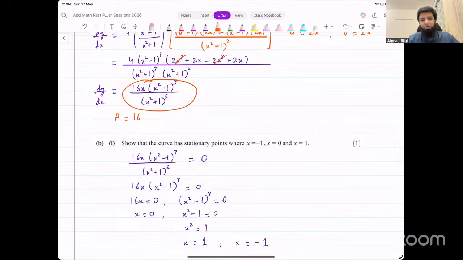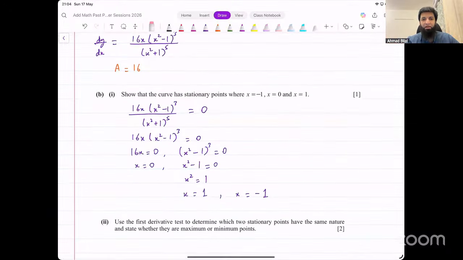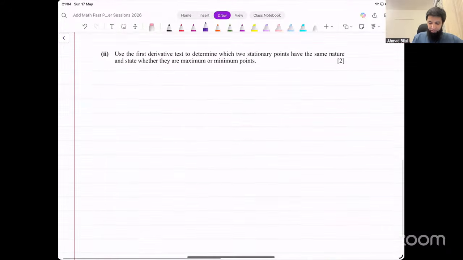You'll have to use quotient rule again. In the numerator, you have a product as well. So you'll have to apply a product rule for the numerator separately as well. That is going to make things very complicated in any case. That is the reason they have told us to use the first derivative test.